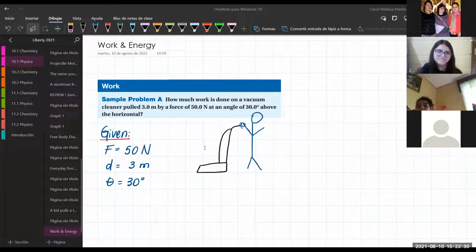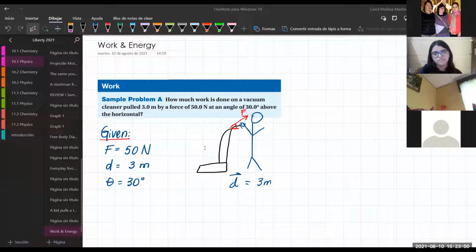Okay, like that. So this person is pulling. Pulling force is going to be exerted more or less in this direction. This is going to be the force, and you are going to have an angle that is specified in the problem. Now, the displacement that this is going to have is 3 meters. This is the information that you can put in the problem.